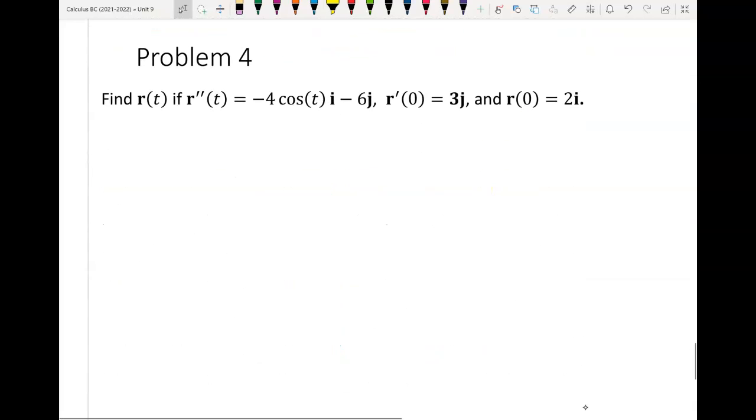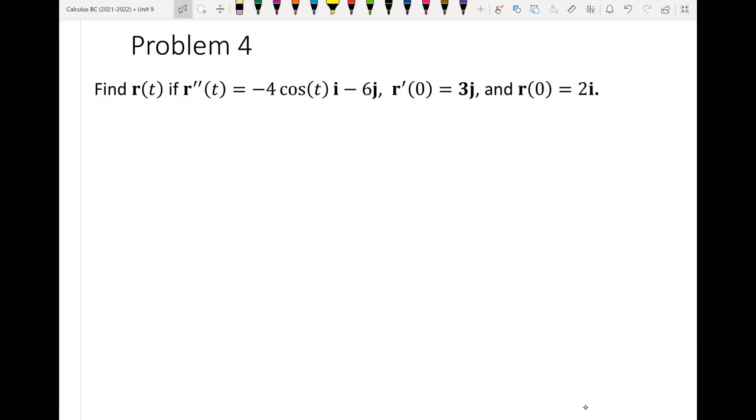All right, so I have one more problem for you guys to try. We have the second derivative of our vector r given here. We have an initial condition for the first derivative, and an initial condition for the original r of t. So go ahead and find r of t knowing those two conditions.